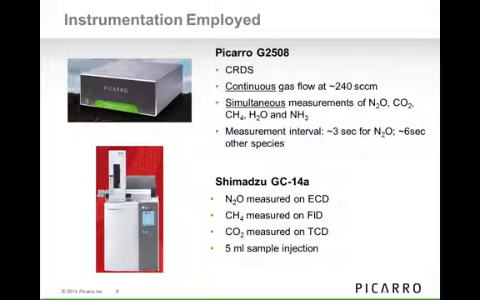The GC that we used was the Shimadzu GC14A, and it's equipped with 3 different detectors: an ECD for nitrous oxide, an FID for methane, and a TCD for CO2. And it takes a 5 milliliter sample injection on a 1 milliliter loop.